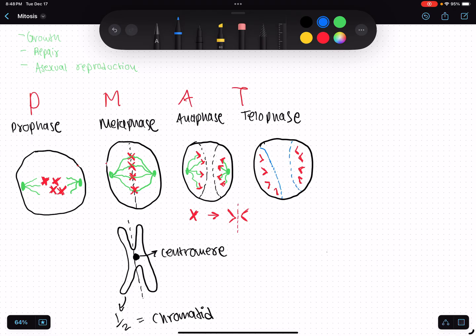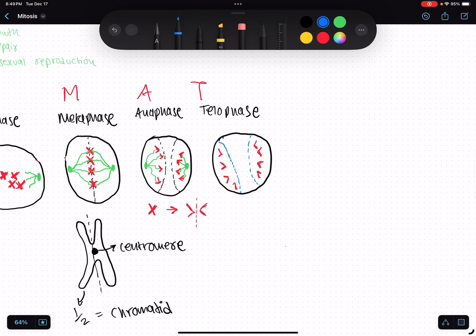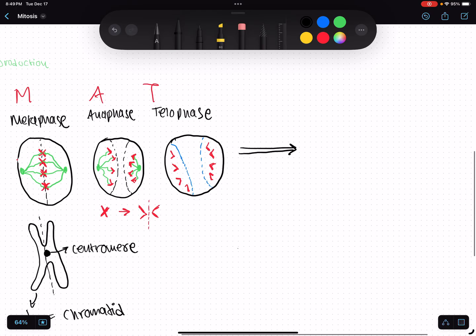And now you can see where this is going. Two nuclear membranes means two cells are going to form, with a nuclear membrane around each end of the cell where the chromatids were. And now finally this is the end of PMAT, and all this leads to a process called cytokinesis.